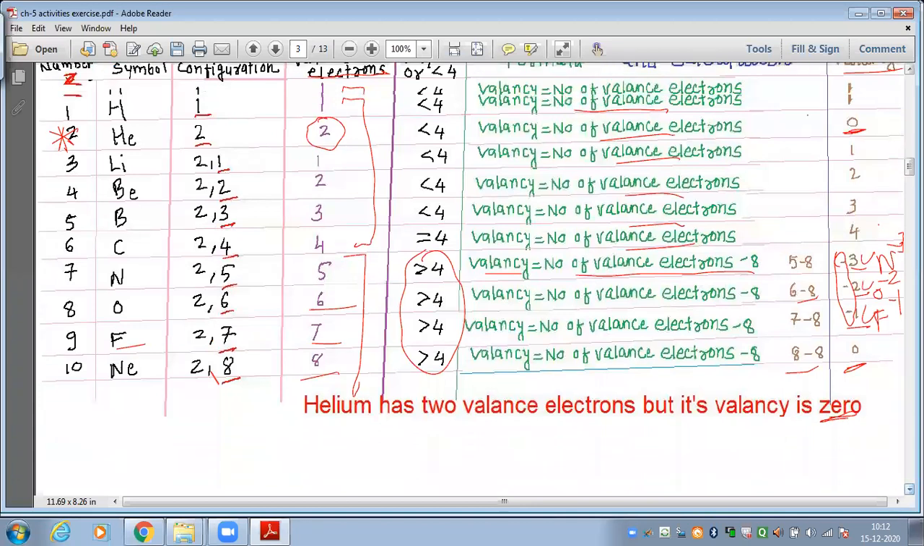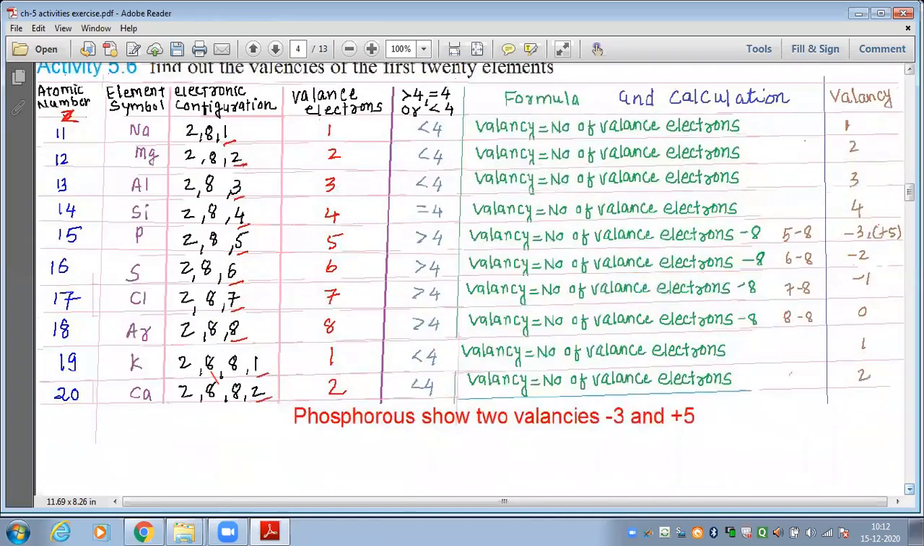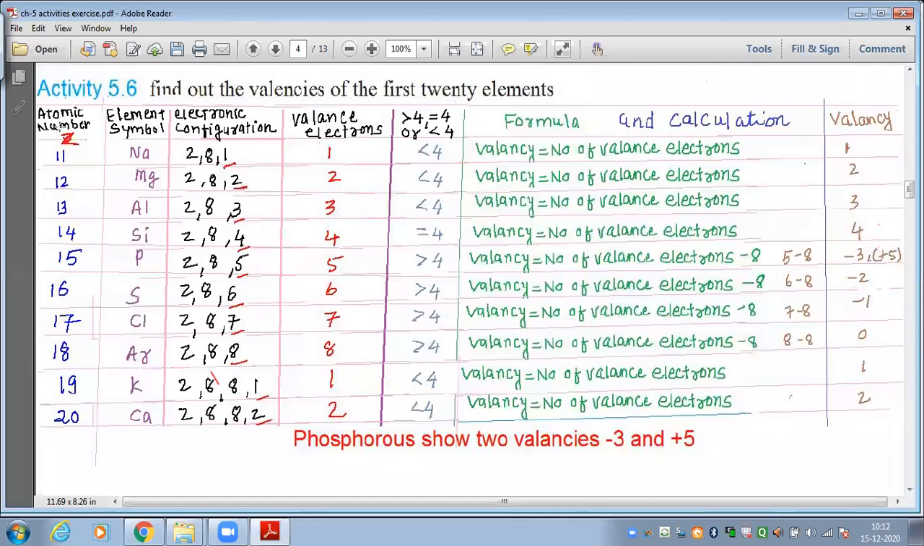So, my dear students, we have calculated the valency for the first 10 elements. Now, let's look at the next elements, 11 to 20. Atomic number 11 is sodium, 12 is magnesium, 13 is aluminum, 14 is silicon, 15 is phosphorus, 16 is sulfur, 17 is chlorine, 18 is argon, 19 is potassium, and 20 is calcium.